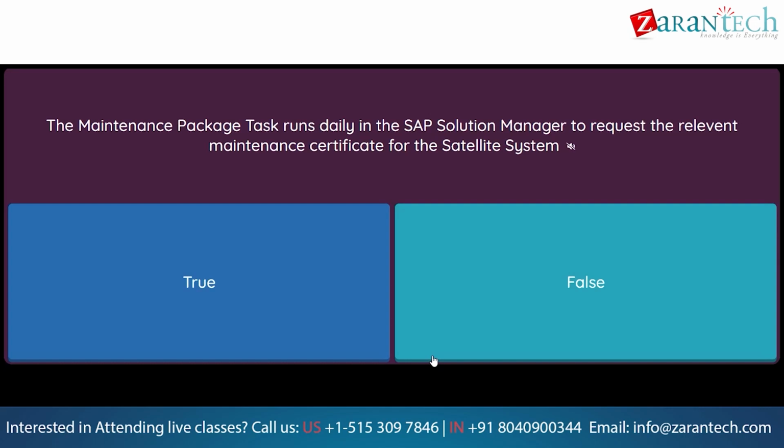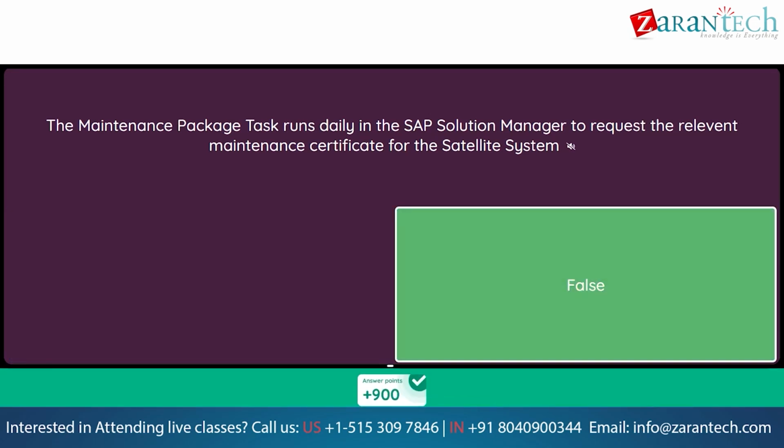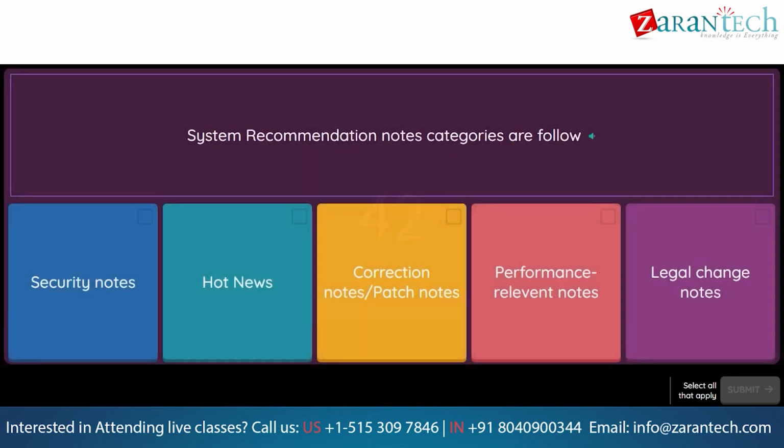Question: System recommendation notes categories are as follows. Option 1 Security notes. Option 2 Hot news. Option 3 Correction notes / patch notes. Option 4 Performance relevant notes. Option 5 Legal change notes.